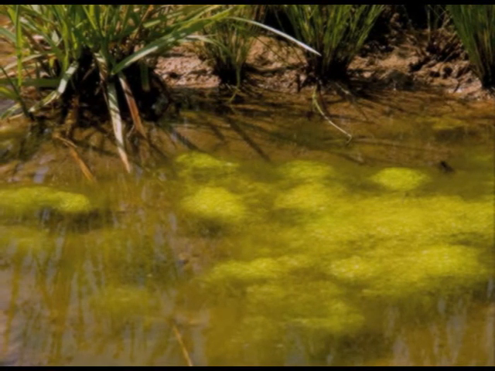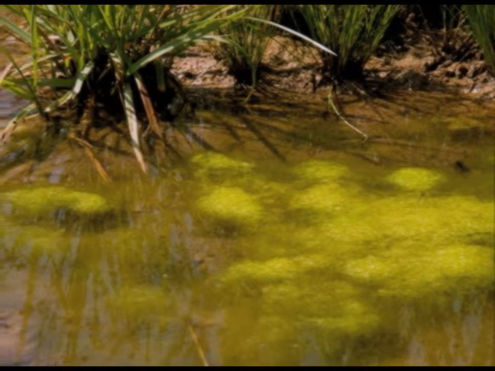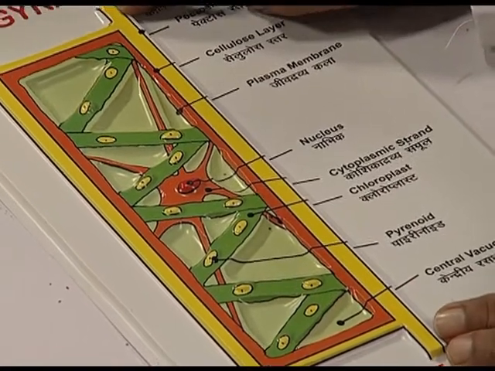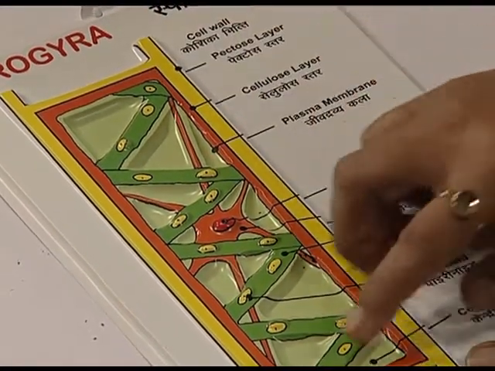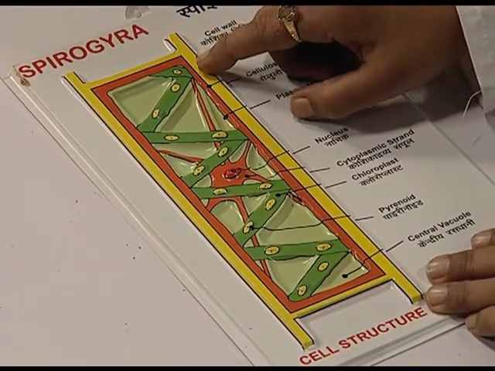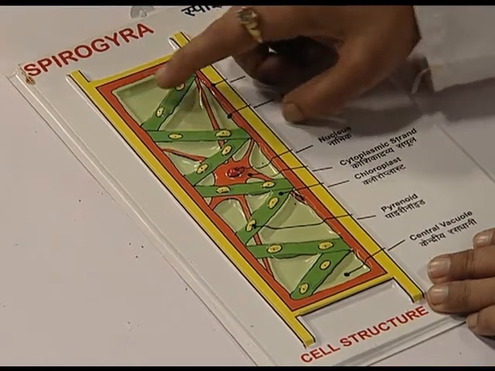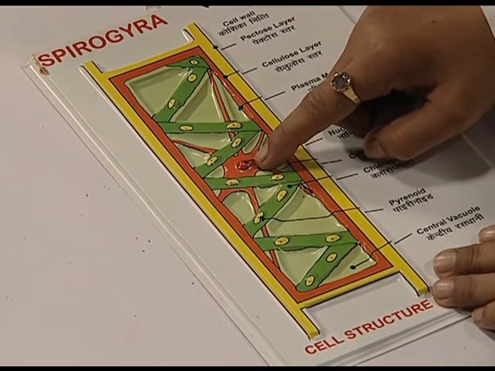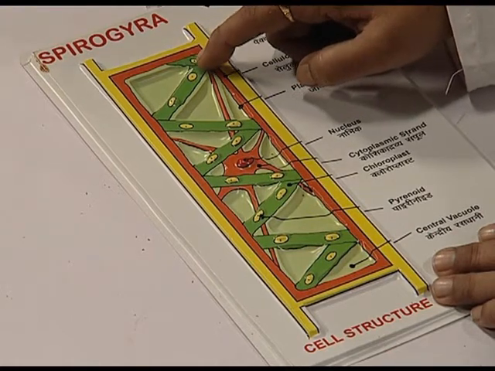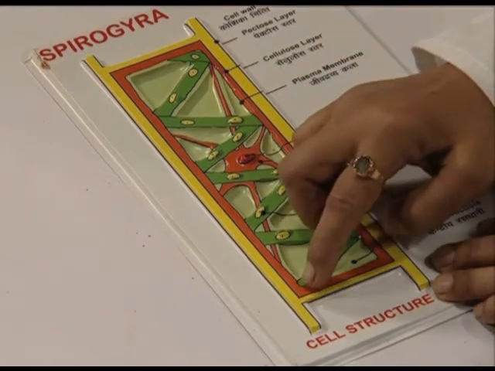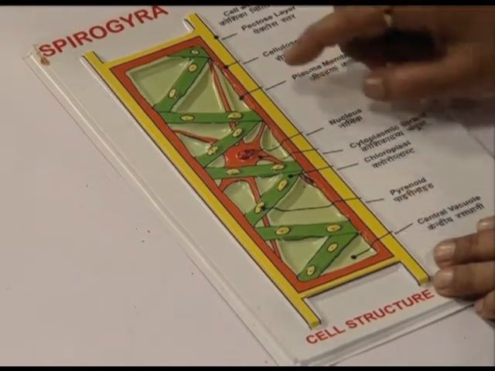In Spirogyra, we find that plant body is not differentiated into any roots, stems or leaves. Spirogyra possesses a filamentous structure made up of many cells. Each cell is rectangular in shape. Most part of the cell contains a vacuolar structure which is present at the center. At the center of the vacuole is present a nucleus. One or more ribbon-shaped chloroplast bands are present peripherally, and this chloroplast is arranged spirally, which gives the name of the algae as Spirogyra.